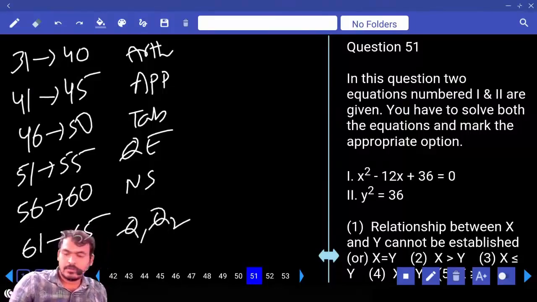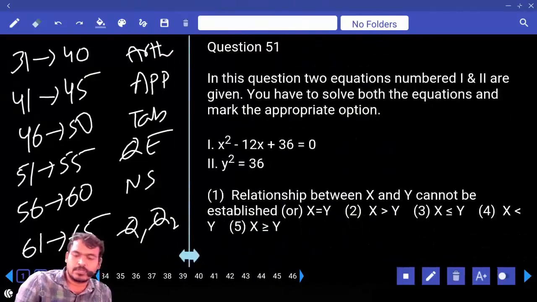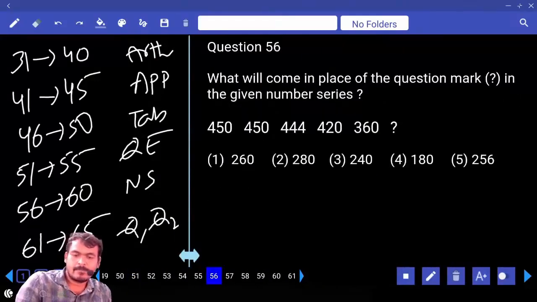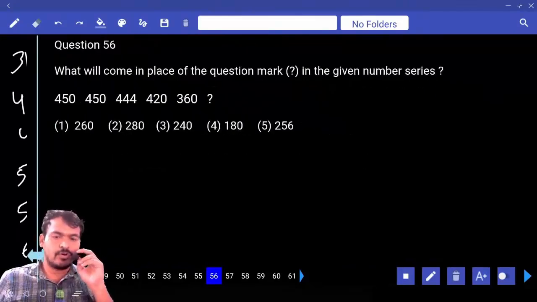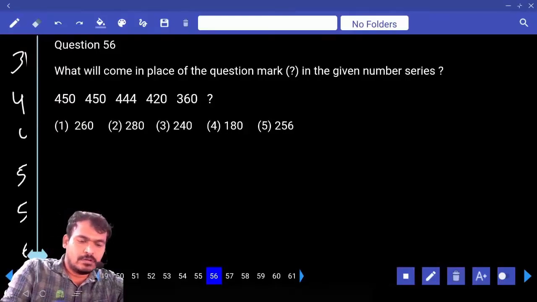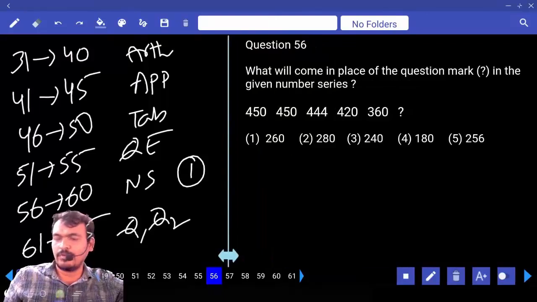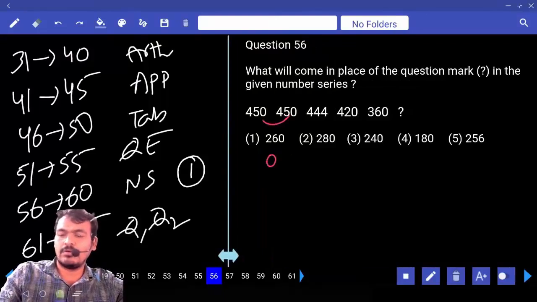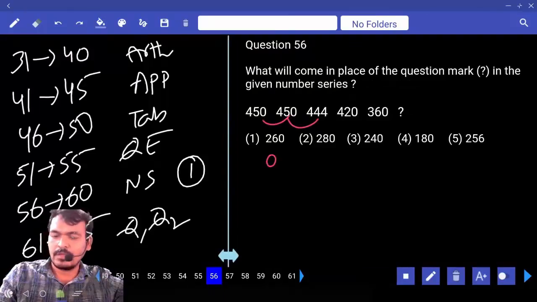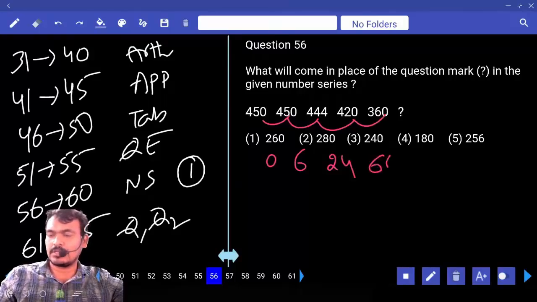Okay, first, number series, questions 56 to 60. The series is 450, 450, 444, 420 and 360, right? First priority, which one? Number series. 450 and 450, difference 0. 450 and 444, 6. 444 and 420, 24. 420 and 360, 60.